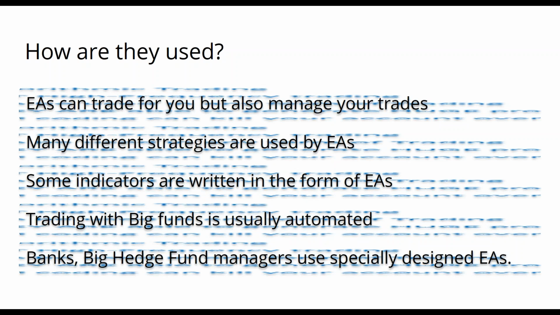Now, the thing is that trading with big funds is usually automated. Trading with big funds is automated simply because people who manage millions and hundreds of millions at the same time, they usually need a help of expert advisors. And usually those advisors are very, very complicated. The cost of those advisors is too much for an ordinary trader.